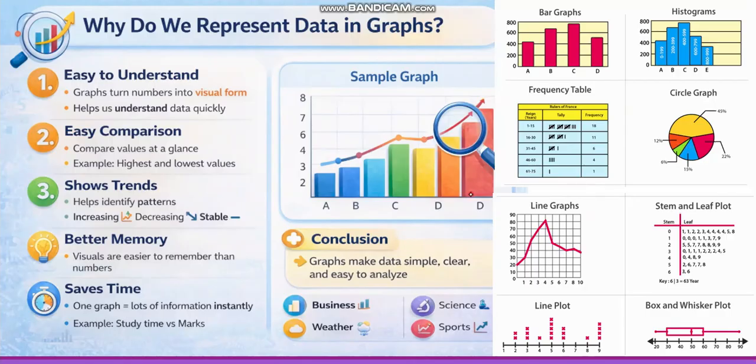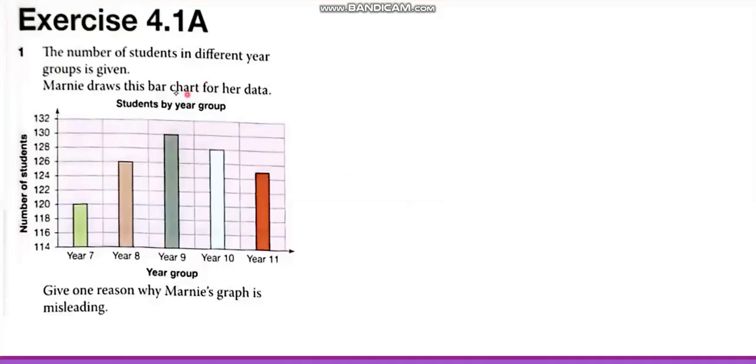So let's start our next exercise, which is 4.1. In question number 1, it says the number of students in different year groups is given. Marnie draws this bar chart for her data, and we are given a bar chart. We need to observe it. It says give one reason why Marnie's graph is misleading. Basically, if we carefully observe the graph, we can see that the graph does not start from 0.